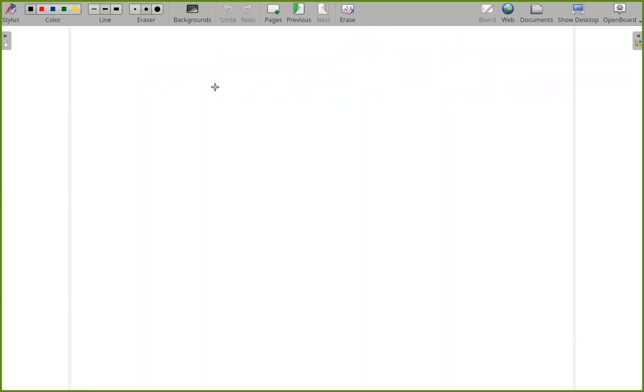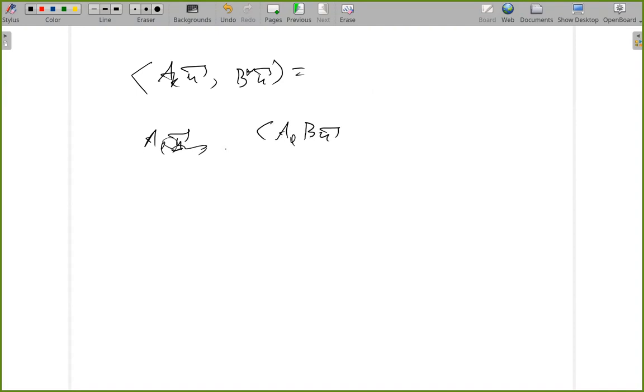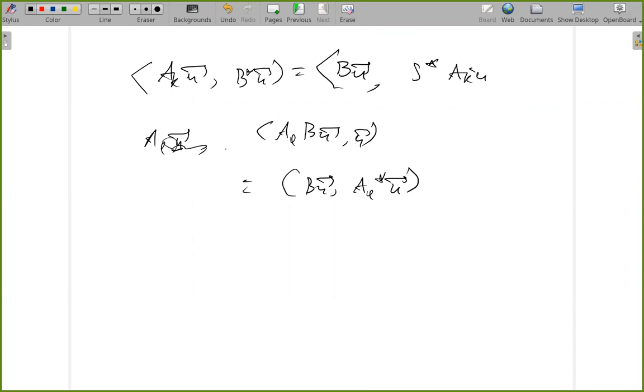Okay, so a little bit of manipulations here. I'm looking at A_K u, B star of u, which, on the other side, you had A_L u, A_L B u dot u, which is nothing but B u, A_L star u. And this right here is B u, S star A_K u. Right? I think that's what we had.